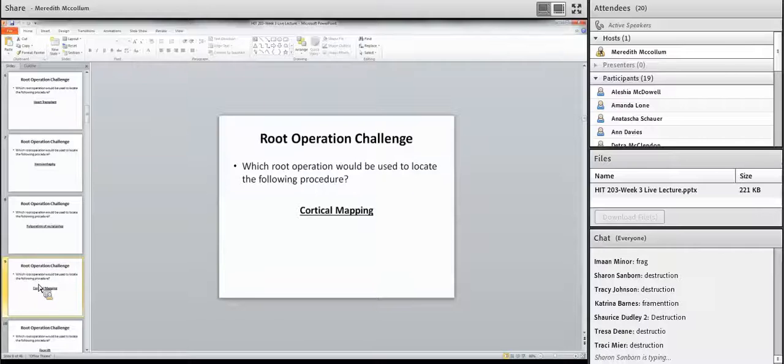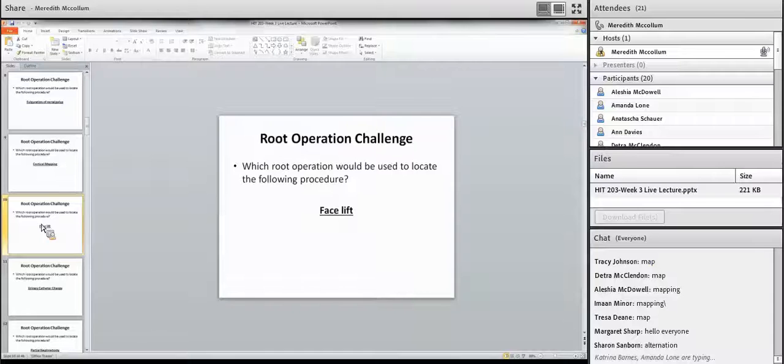Okay, this one's an easy one. Cortical mapping. Yeah, that one's easy. Some of them are very easy, and then you have other ones like the fulguration. And once you understand what those words mean, when I think of fulguration, immediately my mind says destruction. Once you get in that mindset, it becomes a lot easier. Okay, facelift. When you have a facelift, what are they doing? That's correct, alteration.